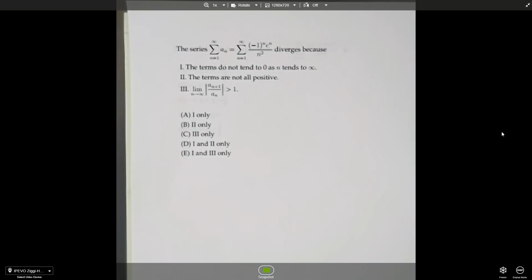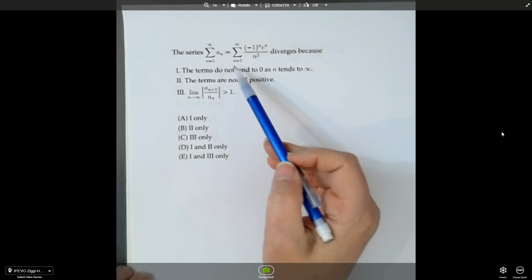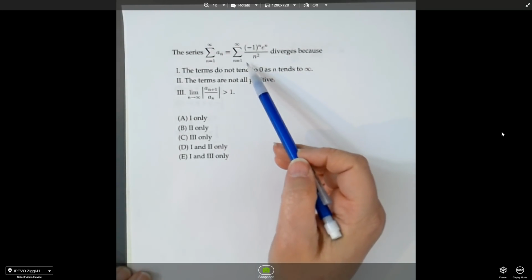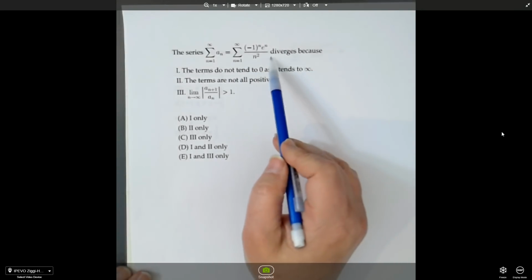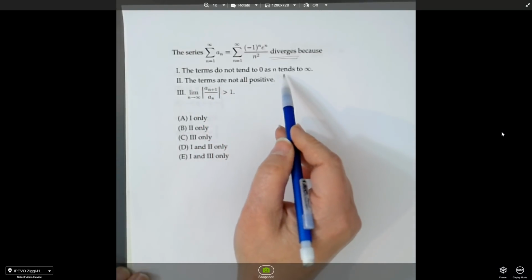All right, next one. I figured I'd go through some multiple choice questions just to get you to know what I'm thinking when I solve some of these. And the first one is this one. Given the series the sum of negative 1 to the n e to the n over n squared when n goes from 1 to infinity, they're saying this diverges because, well, the terms do not tend to 0 as n goes to infinity.